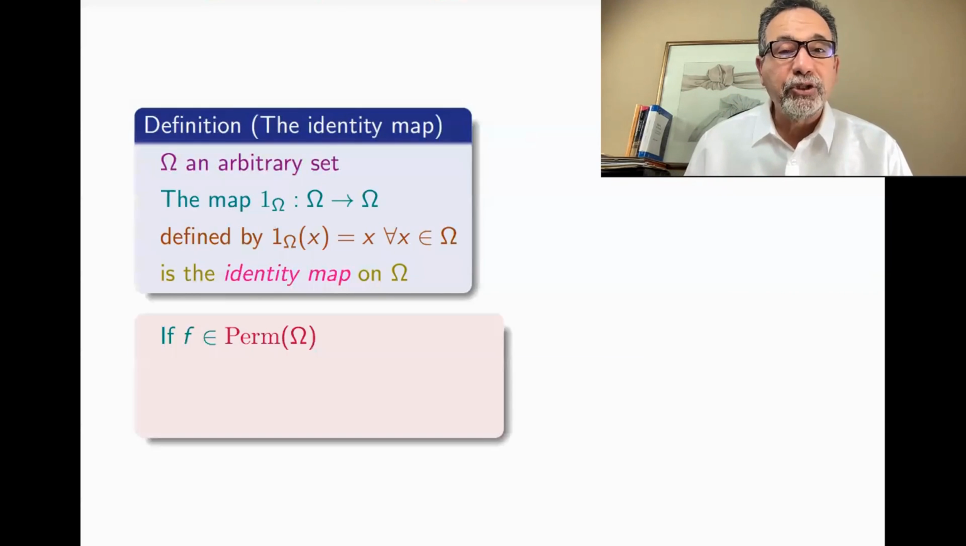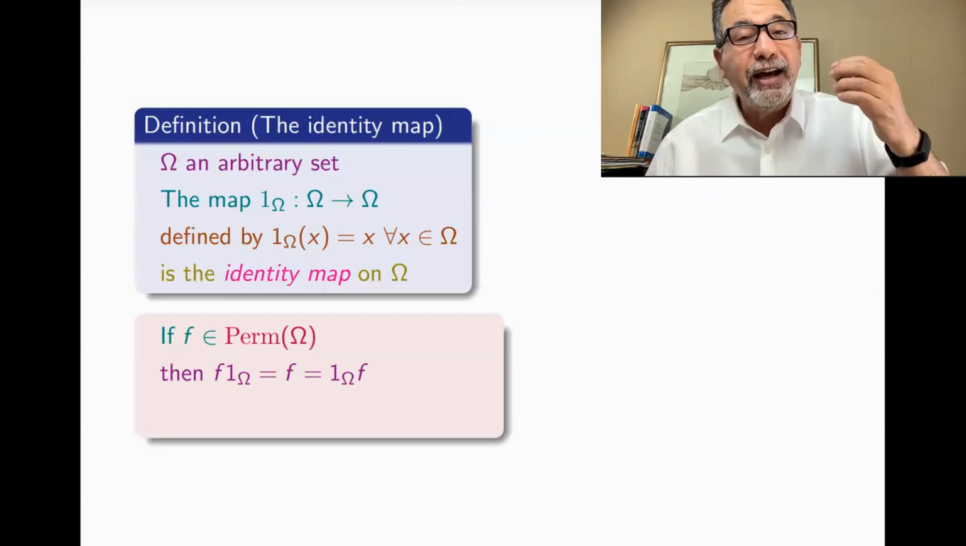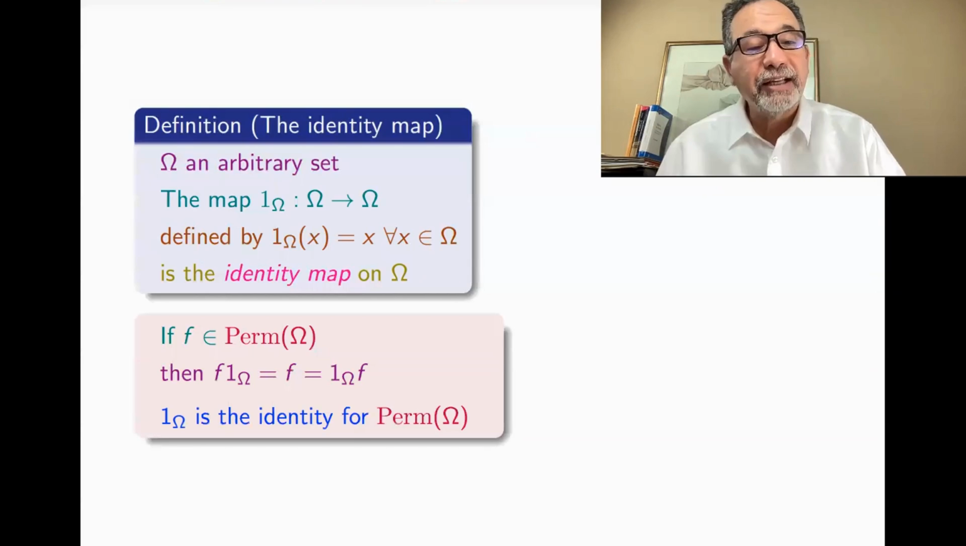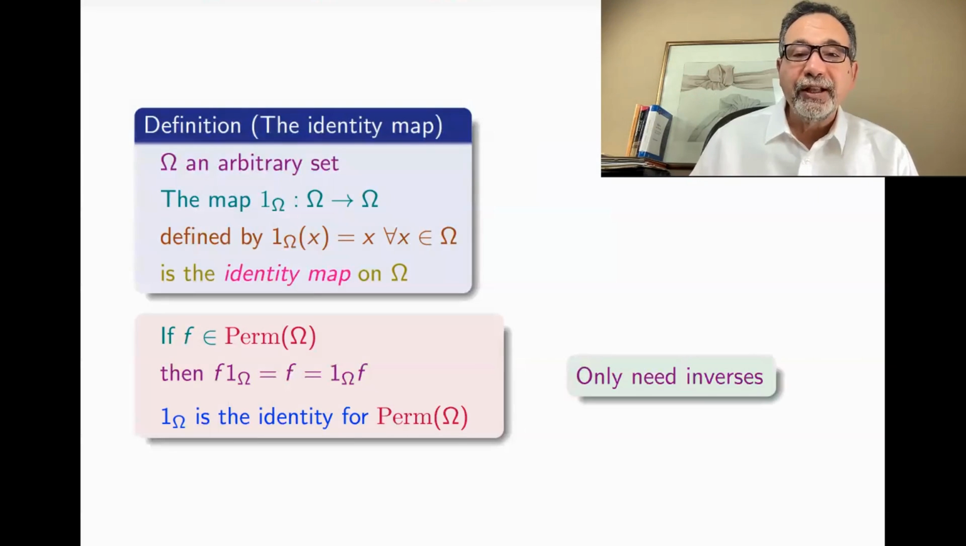If f is a permutation, an element of perm omega, then f times 1 omega, the composition of 1 and f: do 1, do nothing, then do f. Well, that's the same as doing f. And the same the other way around. If you do f first and then nothing, that's the same as having done f. And so this identity map is the identity. The only thing left is inverses.